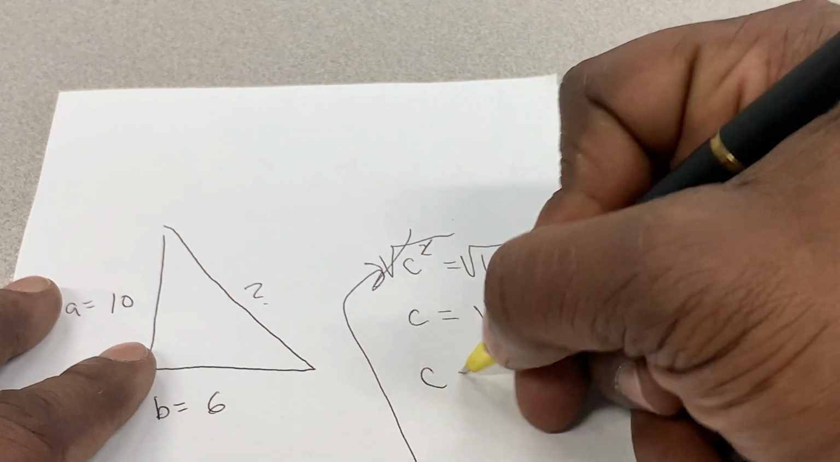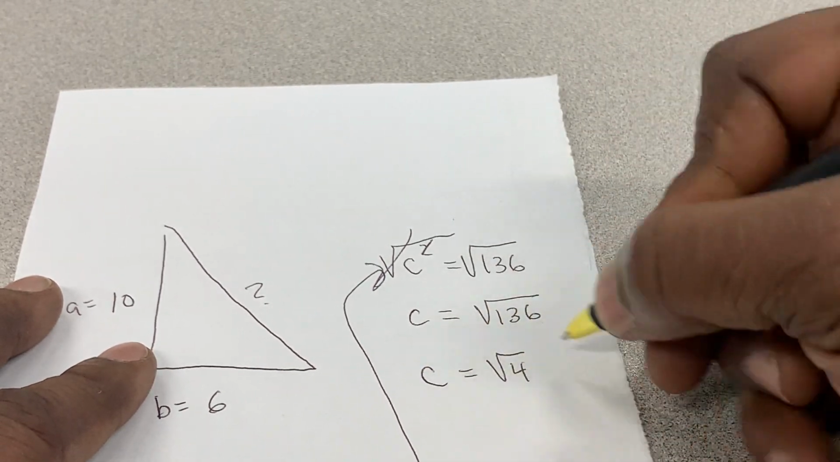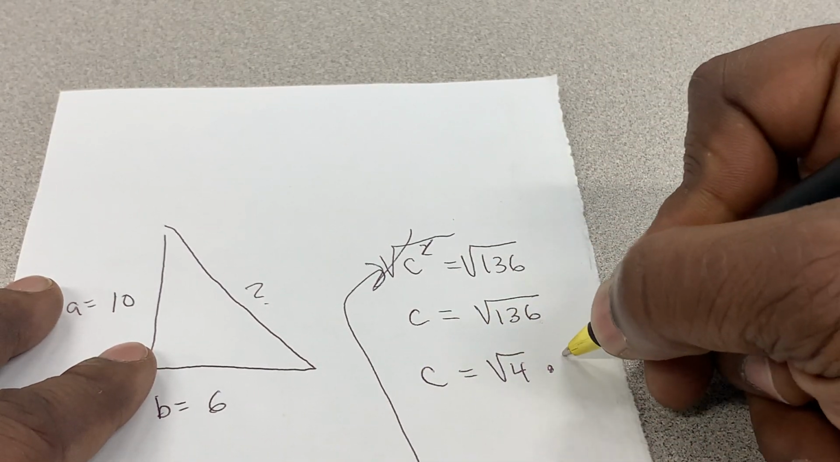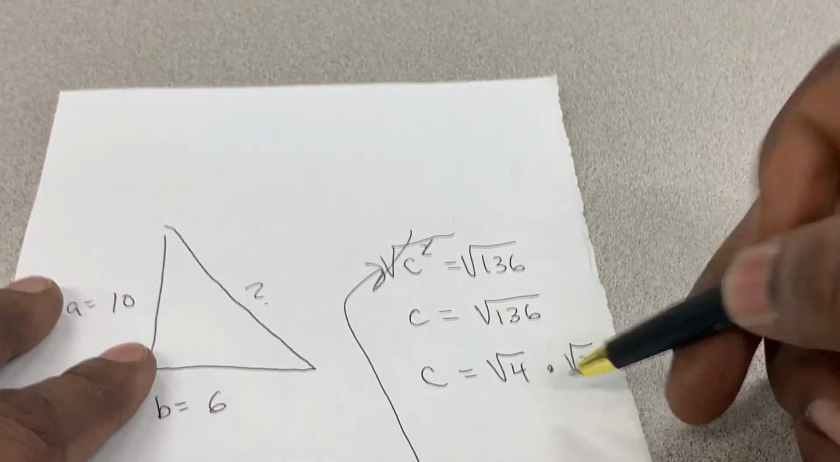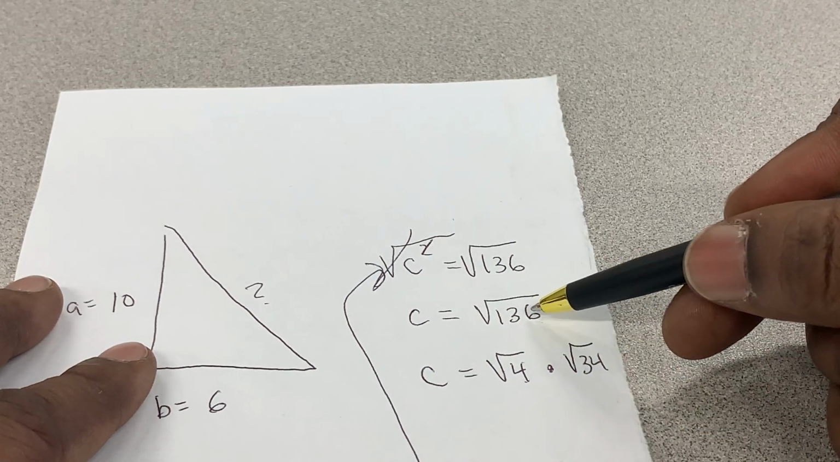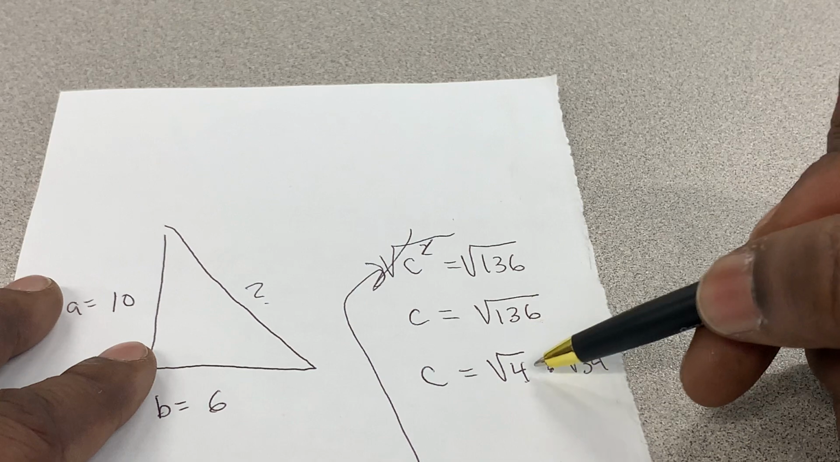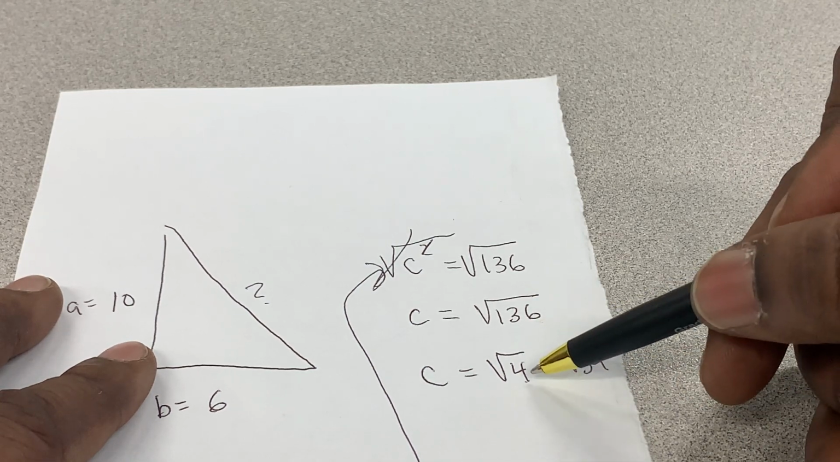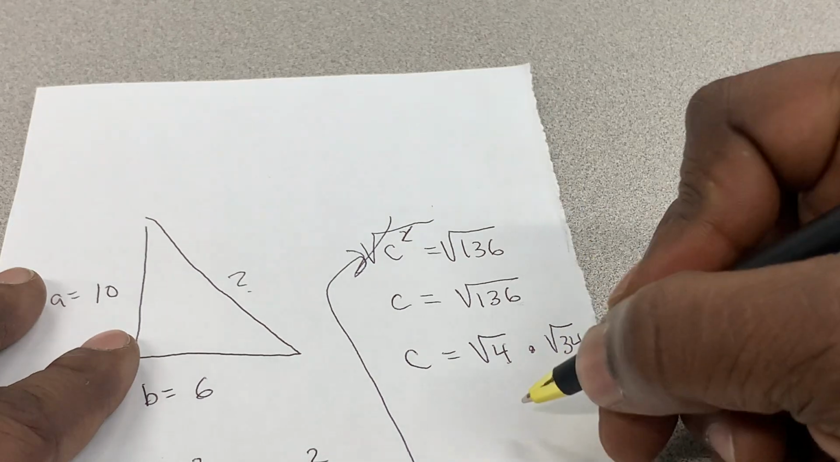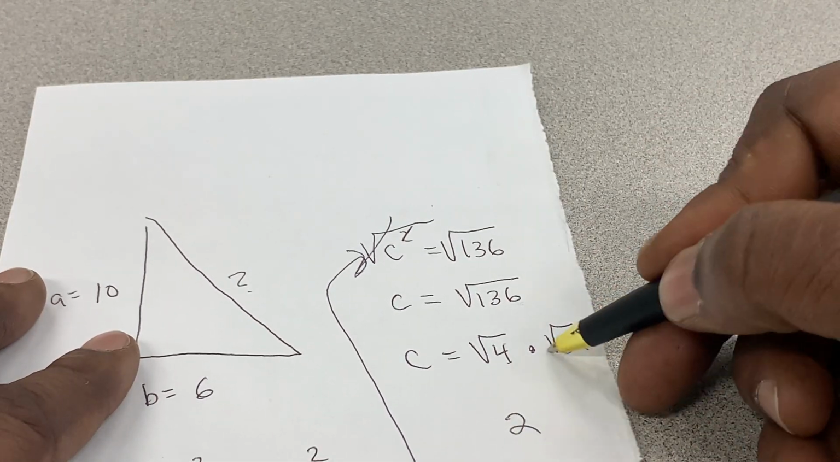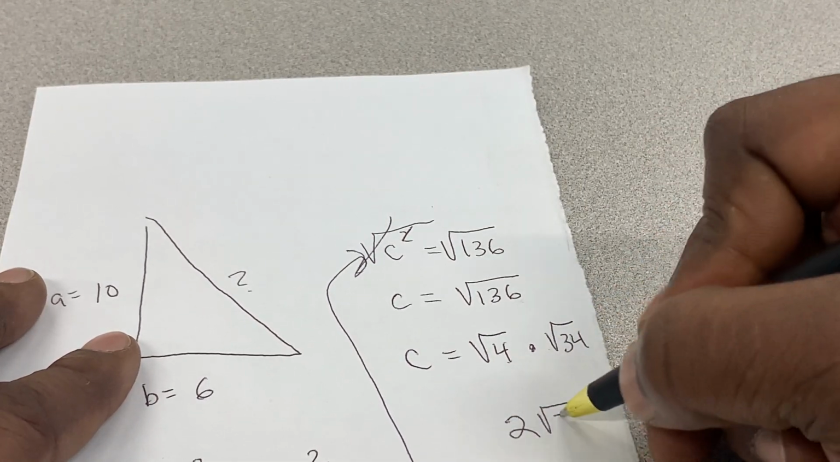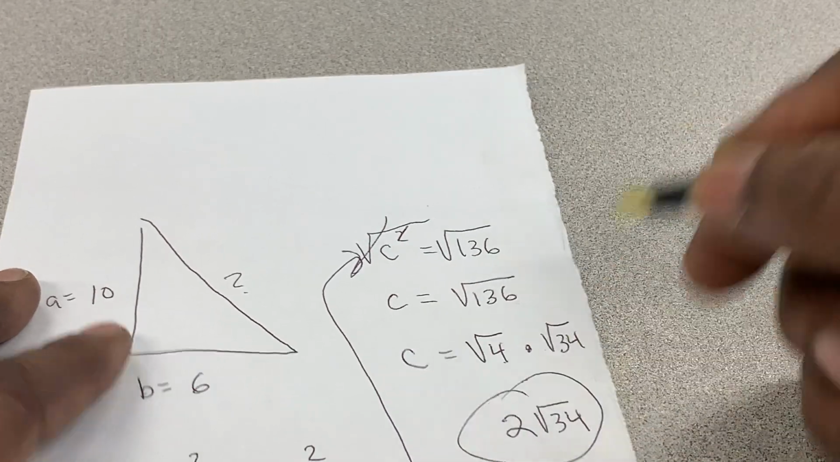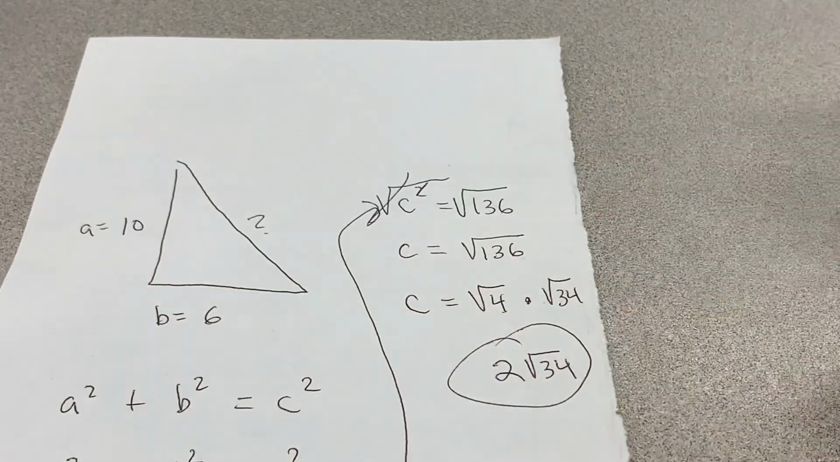So the square root of 4 times the square root of 34. 4 times 34 gives me the 136. As you can see here, we can't break down the 34 any further. But this 4 we can. What is the square root of 4? It's going to be 2. And then you just put the square root of 34 right next to it. And this will be your answer.